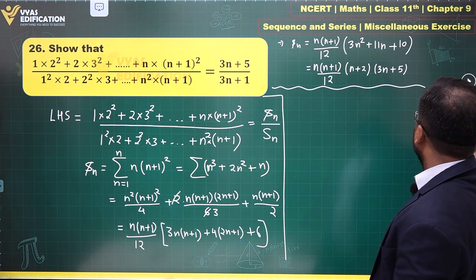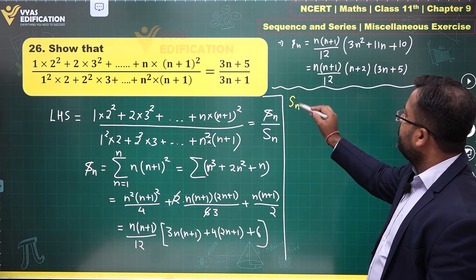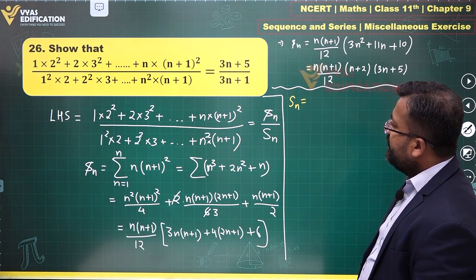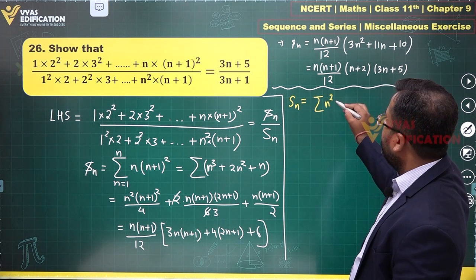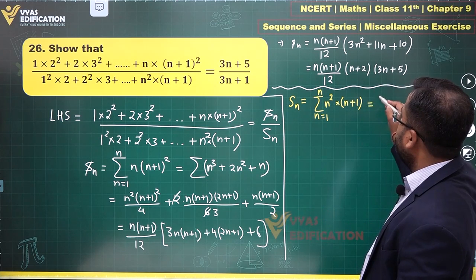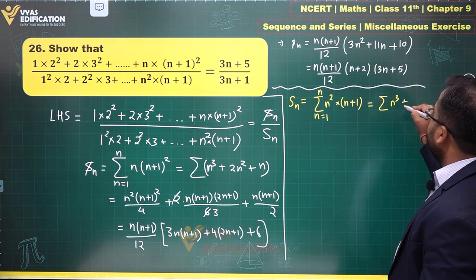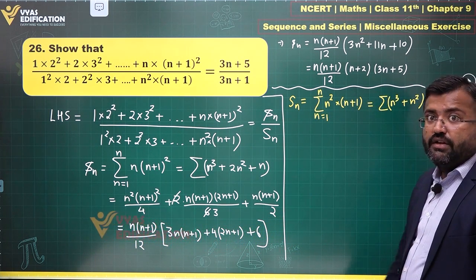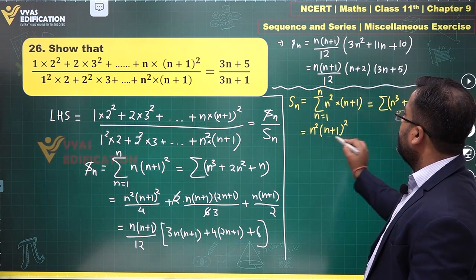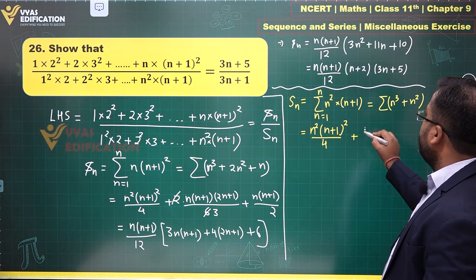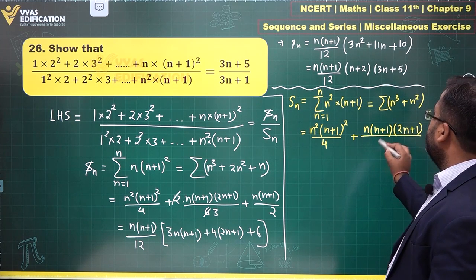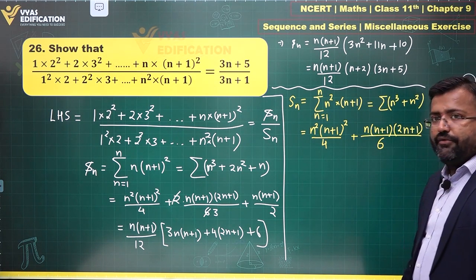What about the other one, capital Sn? Let's focus on this capital Sn, which is the denominator of the LHS, right? That's sigma n square times n plus 1, n equals 1 to n. What is that? Sigma of n power 3 plus n square. This is what you have. Sigma n power 3 is n square, n plus 1 square upon 4, plus sigma n square is n plus 1, 2n plus 1 upon 6. This is what you have, right?